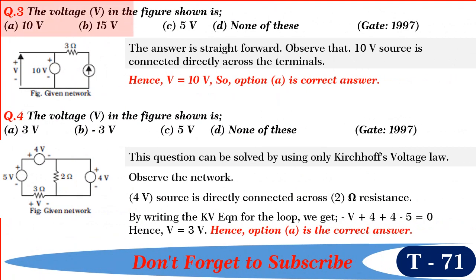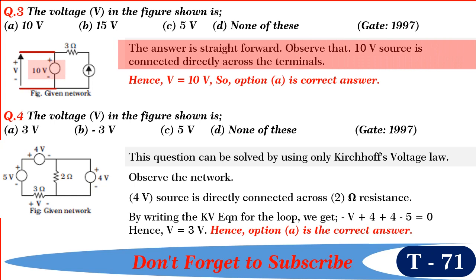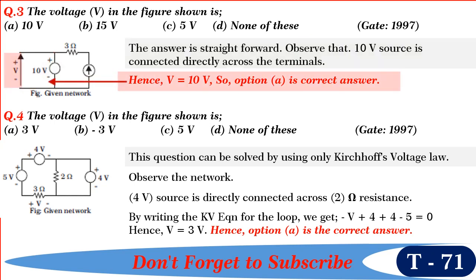Friends, next we shall solve a GATE question of 1997. In this question, we are required to find the voltage V in the network shown in the figure. The answer is straightforward. Observe that the 10 volt source is connected directly across the terminals. Hence, V is equal to 10 volts. So, option A is the correct answer.